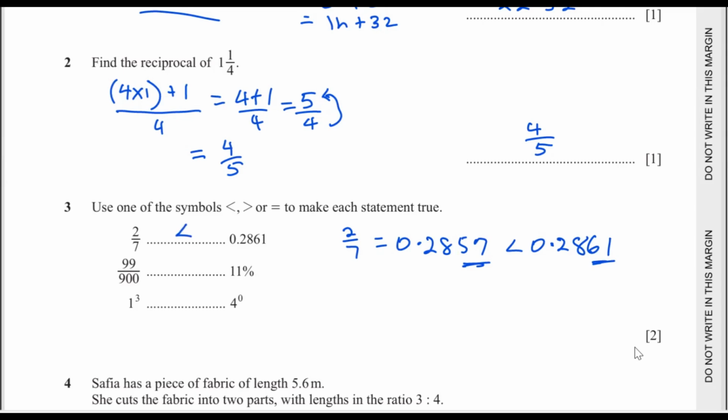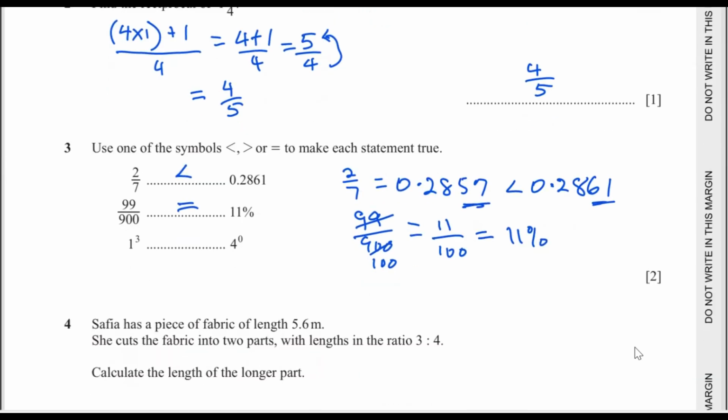Now, the second one, we are going to look at 99 all over 900. We can reduce it. You can use 9 to reduce this. If we use 9 to reduce it, we have 11. And we use 9 to divide 900. That gives us 100. And 11 over 100 is actually called 11%. So here we see 99 over 900 to be equal to 11%.